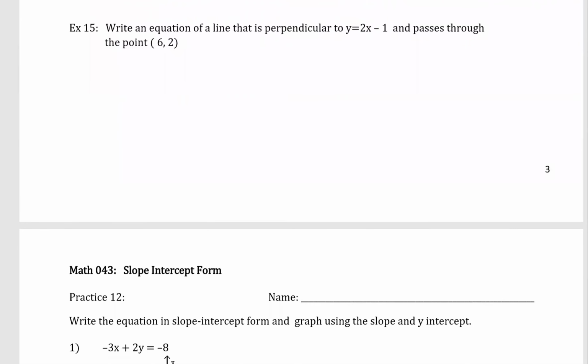Example 15. Write an equation of a line that is perpendicular to y equals 2x minus 1 and passes through the point (6, 2). The only thing we need from this line is a slope. Well, it tells us the slope is 2. But this time, we want the lines to be perpendicular.